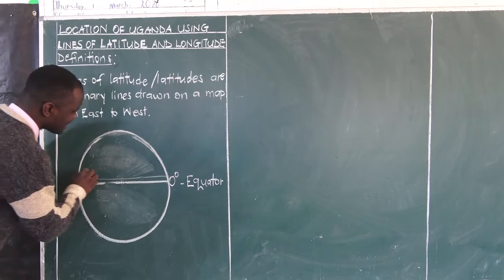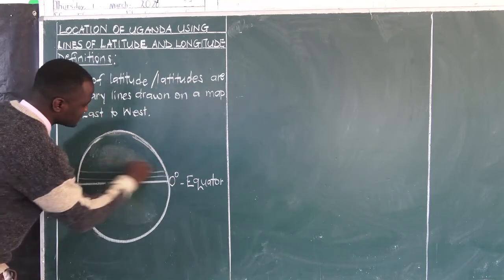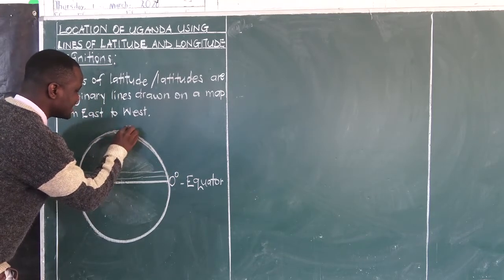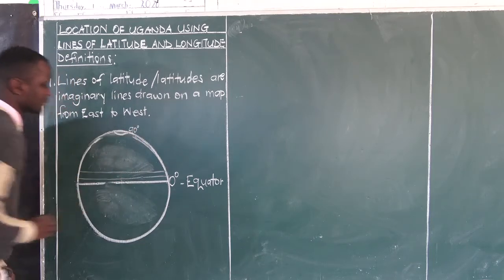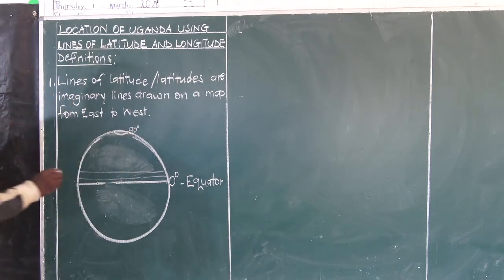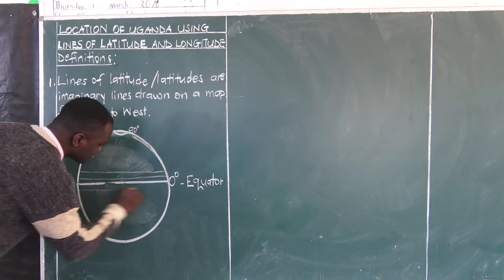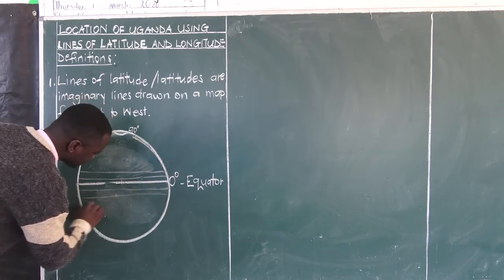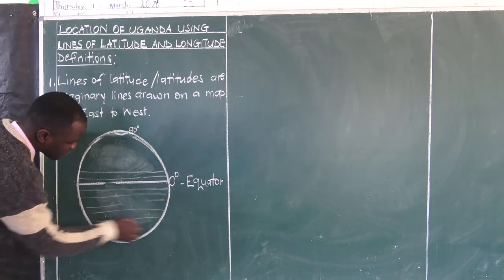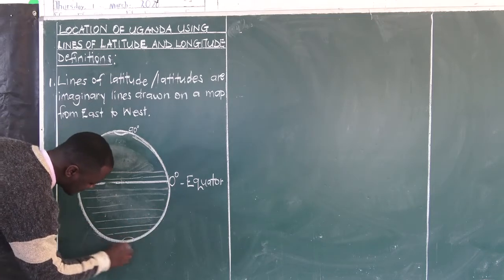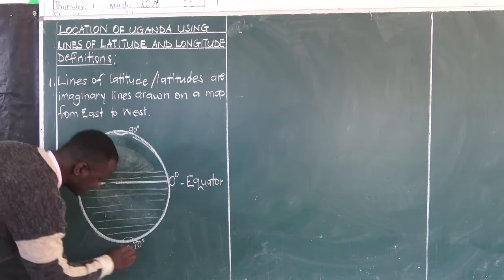Which means that we can have another line up here. We can have others numbered, maybe 1 degree, 2 degrees, up to the time we reach the 90th degree north. Then we shall have the same going down: line 1, 2, 3, 4, 5, 6, up to the time we reach the last, 90 degrees south.